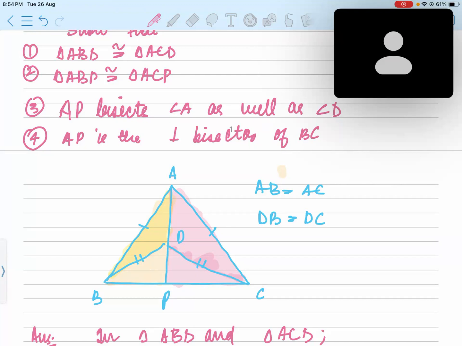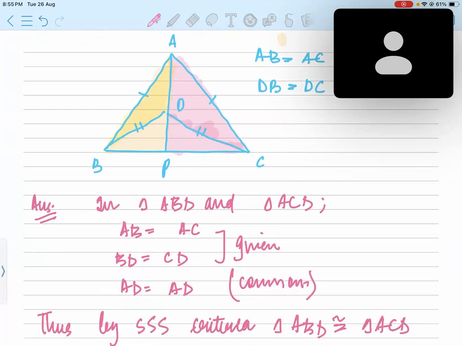Ma'am, in proof, AB is equal to AC. It's already given. Okay. And then angle ABP is equal to angle ACP. Why are ABP and ACP equal? As they are the base angles. Okay, fine. Even if they are base angles, then next what? And then BP is equal to PC. Why is BP equal to PC? It is not given in the question that BP and PC are equal.